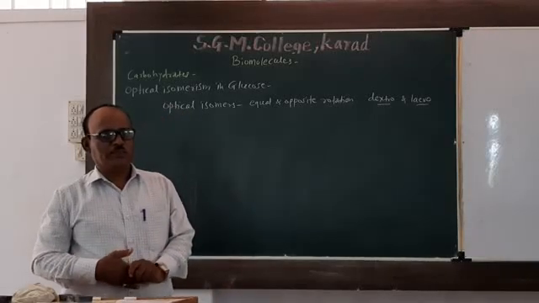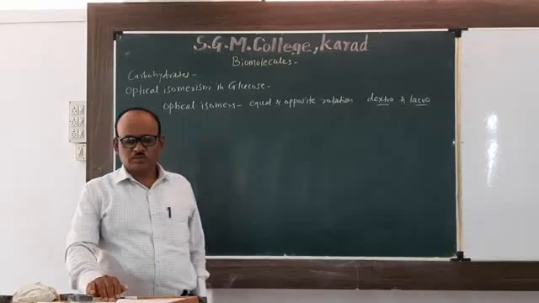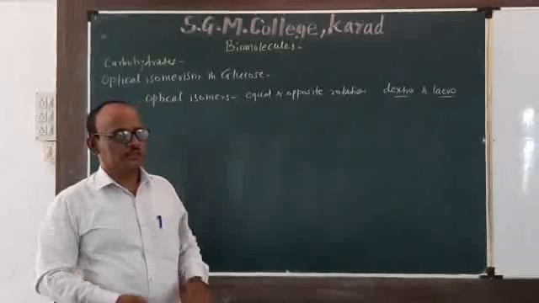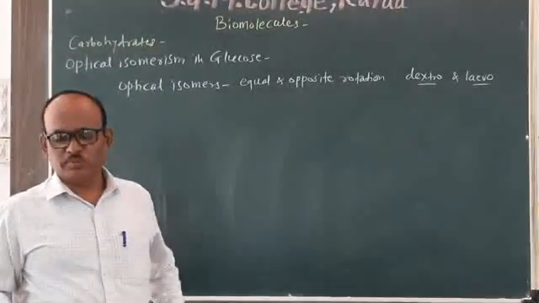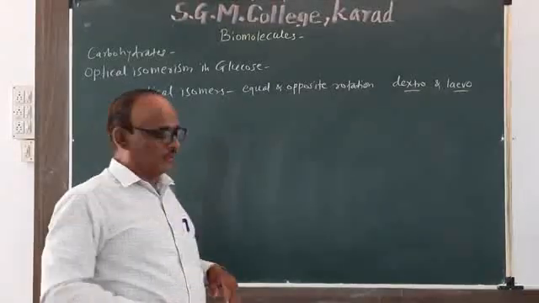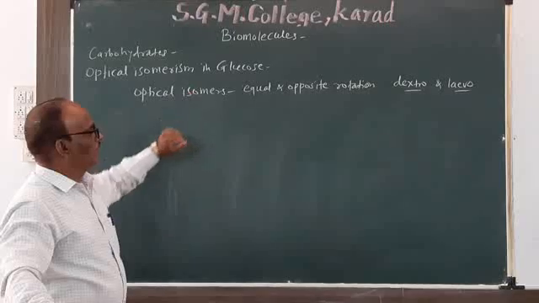We discussed the chemical reactions of glucose in the last period. There are a total of 6 reactions, and these reactions serve as proof for the open chain structure of glucose. So in today's lecture, we have to study optical isomerism in glucose.